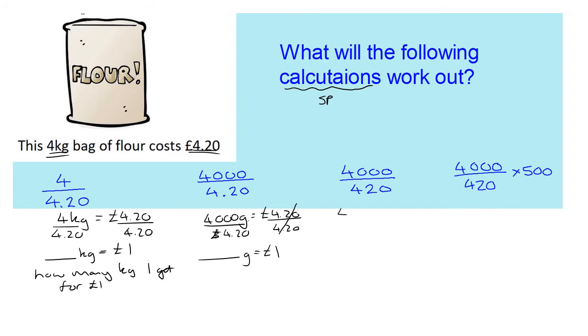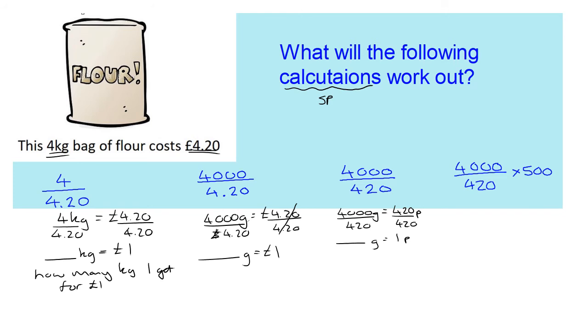So here again, we've got 4,000 grams, but this time they've changed this to pence. So divide by 420, divide by 420, you get 1 pence. How many grams of flour do I receive for 1 pence? Not many. Actually, quite a bit. Yeah, quite a bit actually.